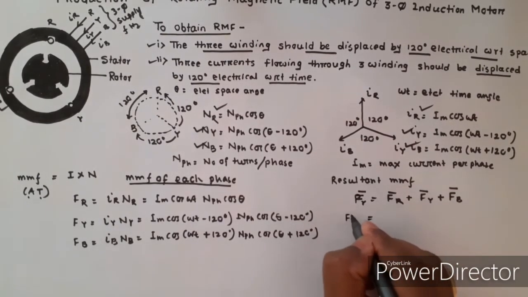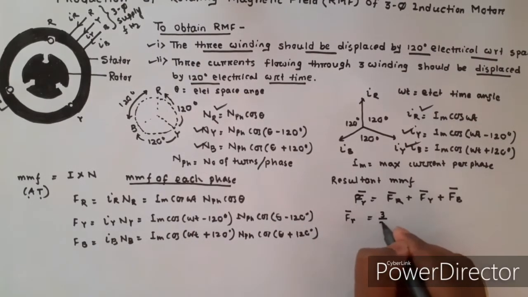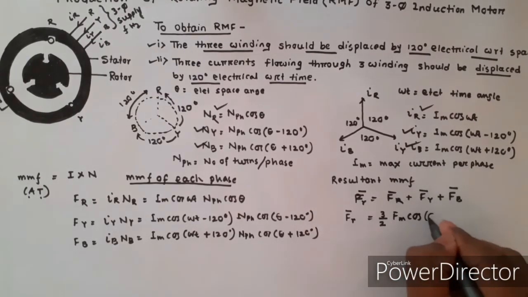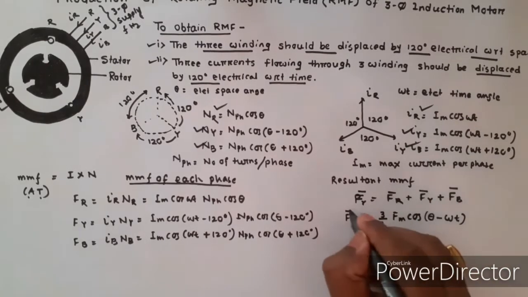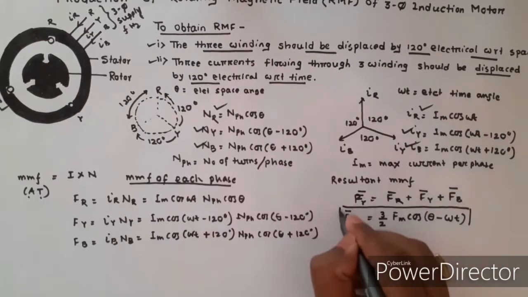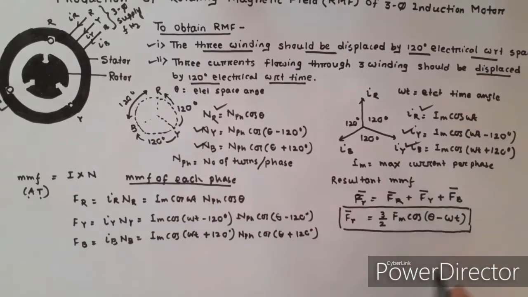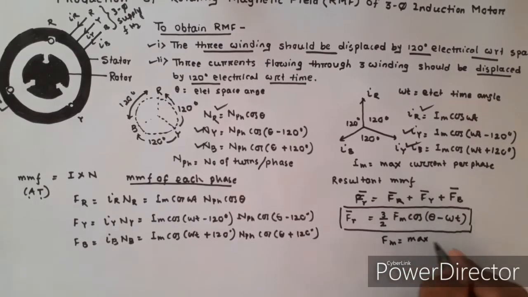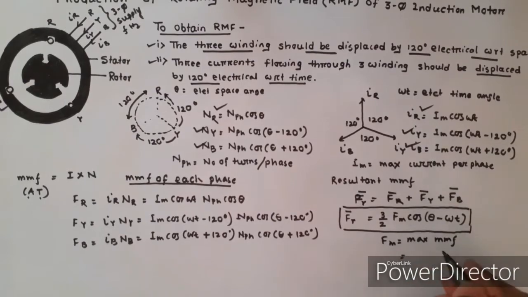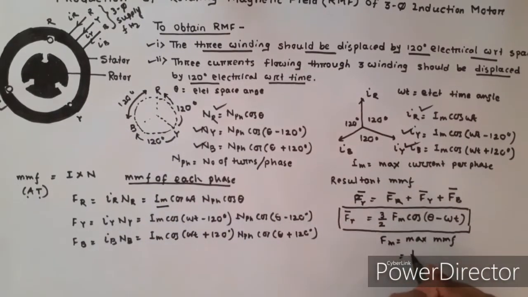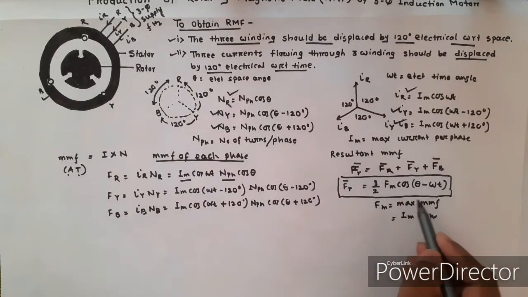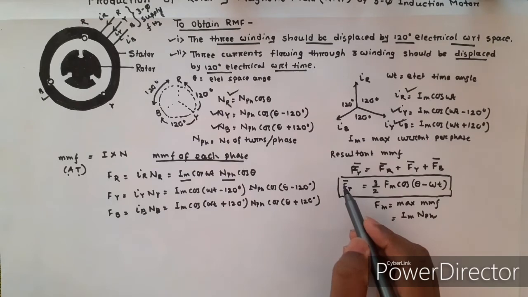The resultant MMF f of R is given by 3 by 2 f of m cos of theta minus omega t. This is the equation of resultant MMF, where f of m is the maximum MMF, that is Im into N phase. Now this is the resultant MMF produced in a three phase induction motor.